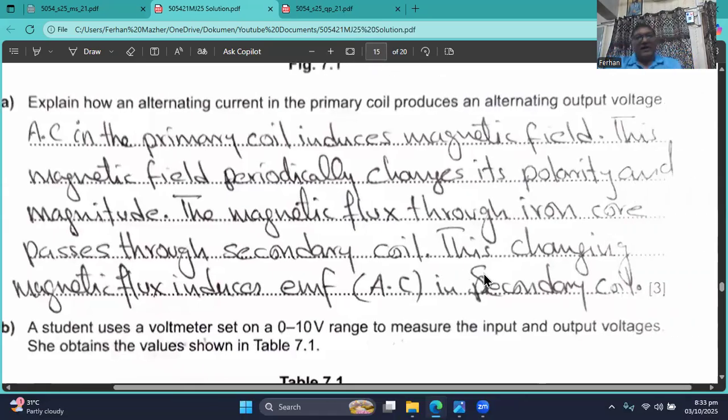So here we have an alternating current in the primary coil that induces a magnetic field. This magnetic field periodically changes its polarity and magnitude. The magnetic flux of that primary coil through the iron core passes through the secondary coil. This changing magnetic flux induces EMF in the secondary coil, because the magnetic flux which is passing through the secondary coil is changing. That's why EMF is induced.